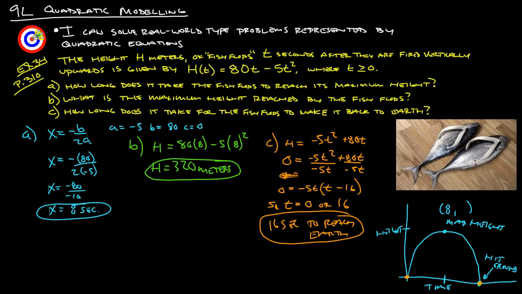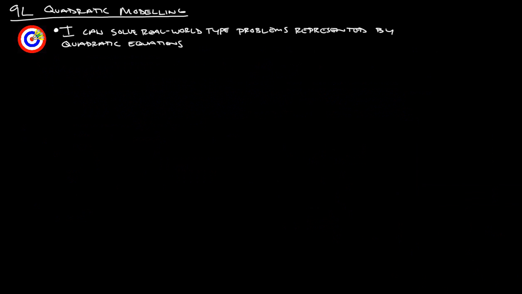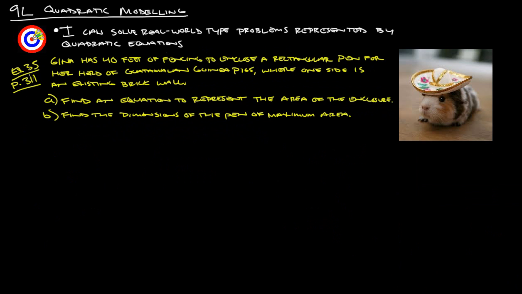Let's take a look at one more example, and then we will call this good. Let's take a look at this one here, example 35 from page 311. Gina has 40 feet of fencing to enclose a rectangular pen for her herd of Guatemalan guinea pigs, where one side is an existing brick wall. So find an equation to represent the area of the enclosure.